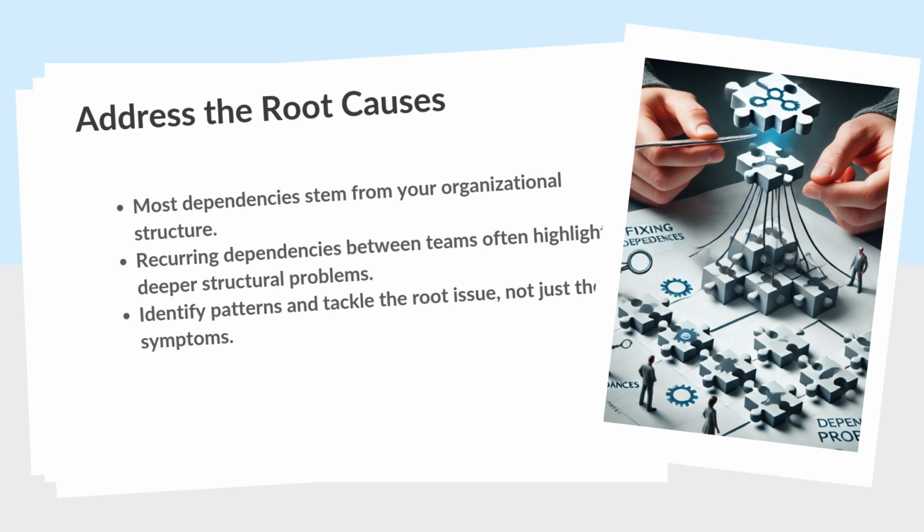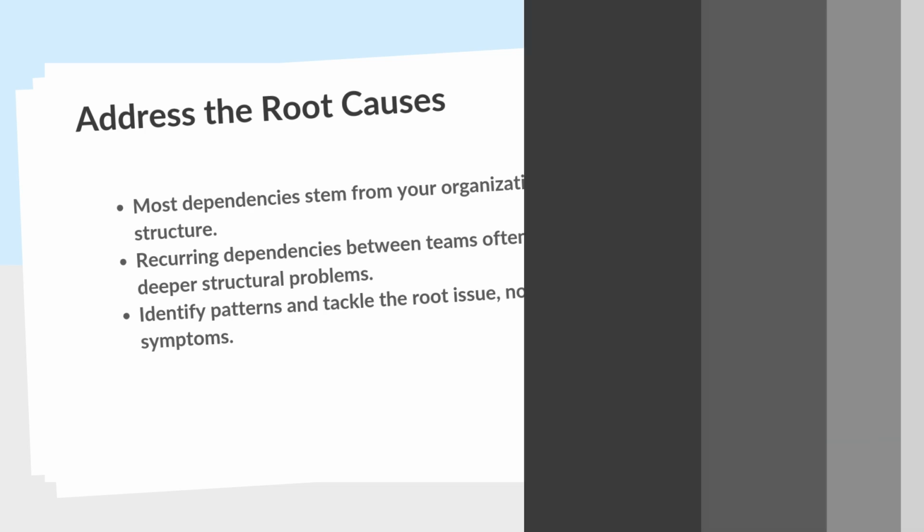Instead of just managing these dependencies, aim to eliminate them. If you notice two teams constantly relying on each other, it's a sign that there's a pattern needing attention. Maybe it's time to rethink your structure, or perhaps there's a knowledge gap that calls for better communication or knowledge sharing strategies. Regularly reviewing dependencies can help you spot these patterns and make informed decisions.